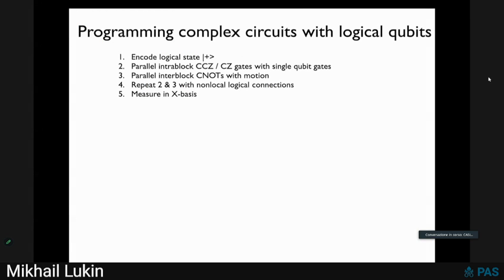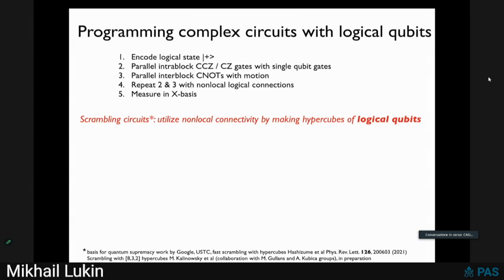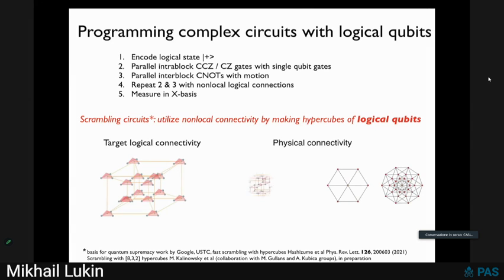So I'm running out of time, but the circuit we do here is very similar to the sampling circuit that John mentioned. But in this circuit, we implement highly non-local connectivity. In fact, we are creating 4-dimensional hypercubes of logical qubits, and it actually corresponds to 7-dimensional hypercubes of physical qubits.